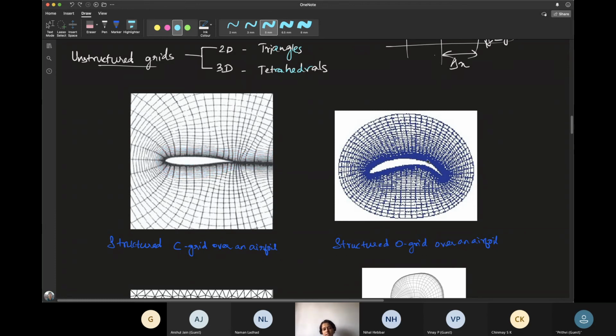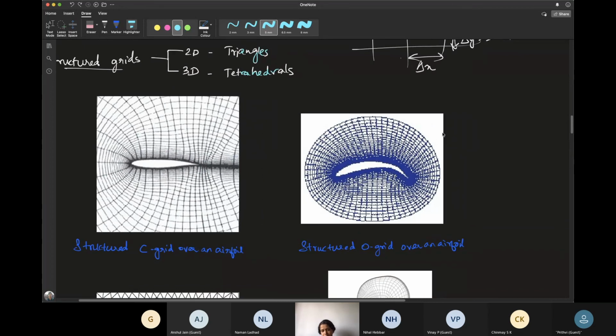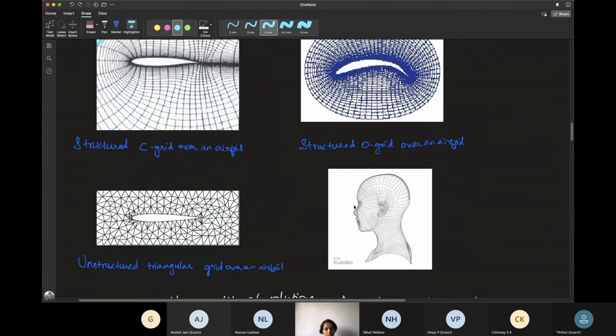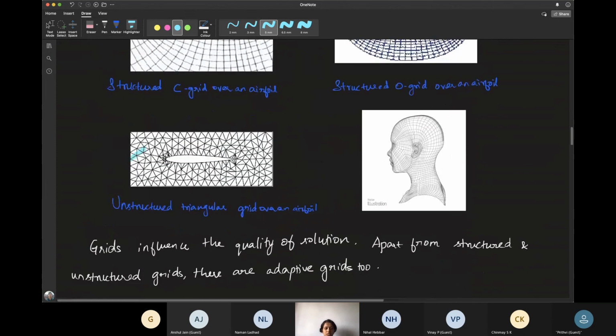Then this is an O grid. This is also around a different type of airfoil. So here the grid is complete. You have a full O around the airfoil, and here as well, as you move close to the airfoil, you have a finer grid, and as you move far away, you have a coarse grid. This is an unstructured triangular grid over an airfoil.